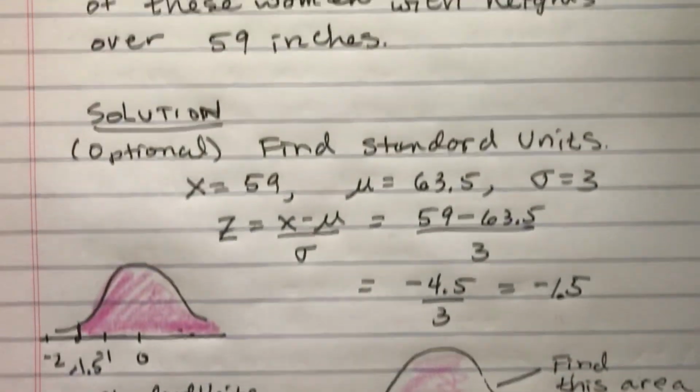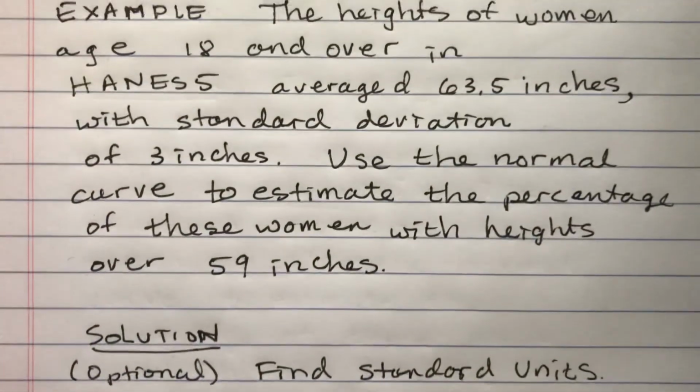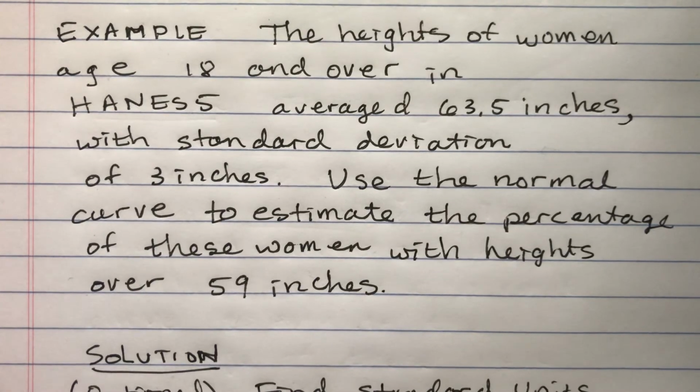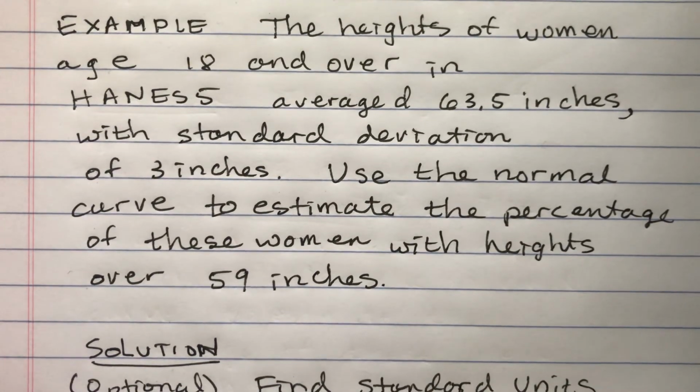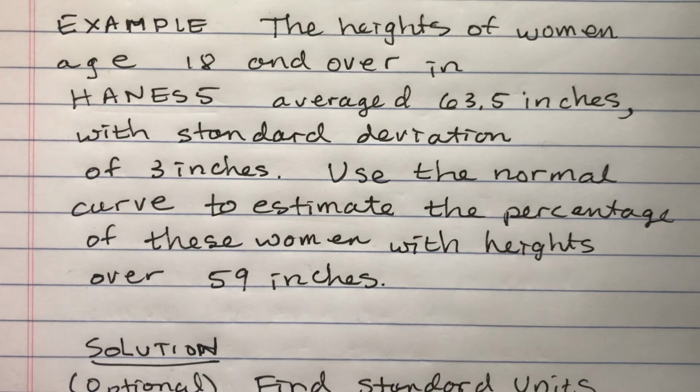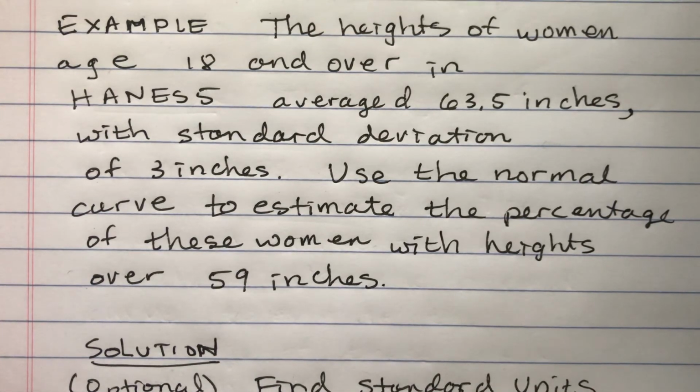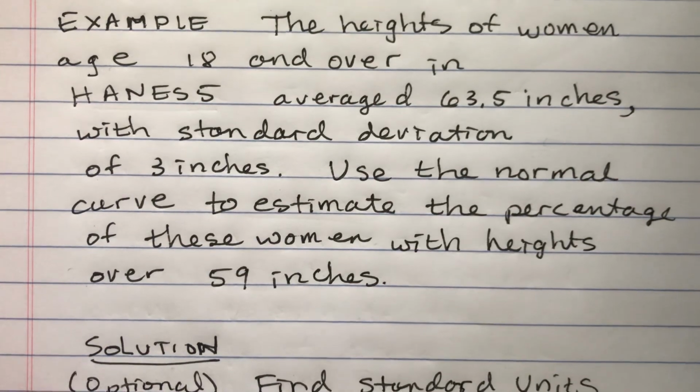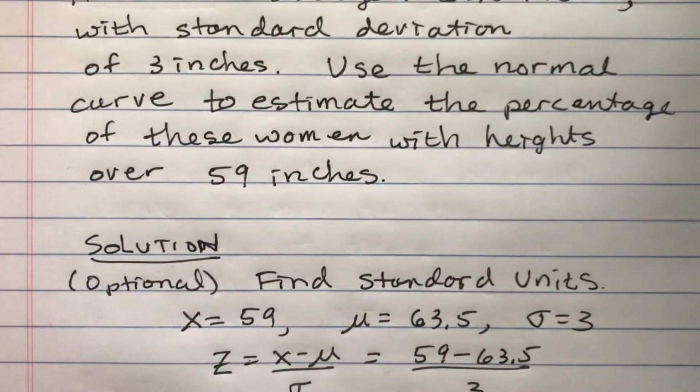What was the idea? There's a study that gives the average and the standard deviation. This shows you the standard deviation is very important to really understand what's going on. The average height for women, according to the study, is 63.5 inches. By the way, that's 5'3.5". And then the standard deviation is 3. Now they're asking how many people are taller than 59 inches. 59 inches is 4'11". And this is for women.